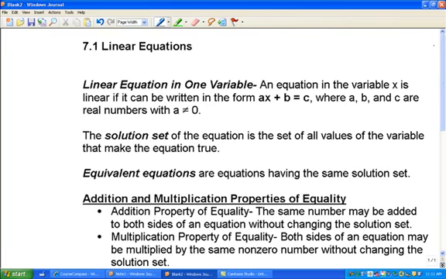Today we're taking a look at 7.1 on linear equations. You will find that this section is pretty easy overall. It's a review of Algebra 1. And we'll begin with the definition.